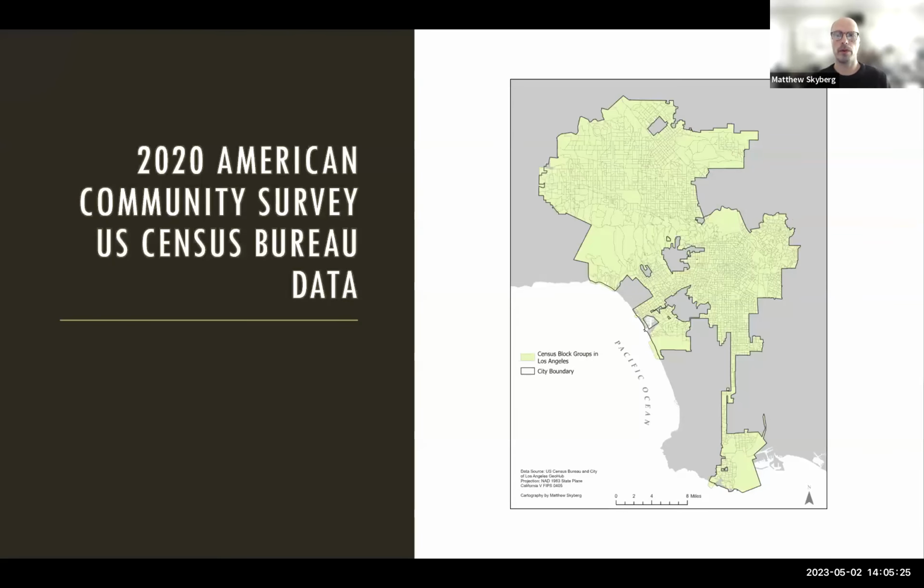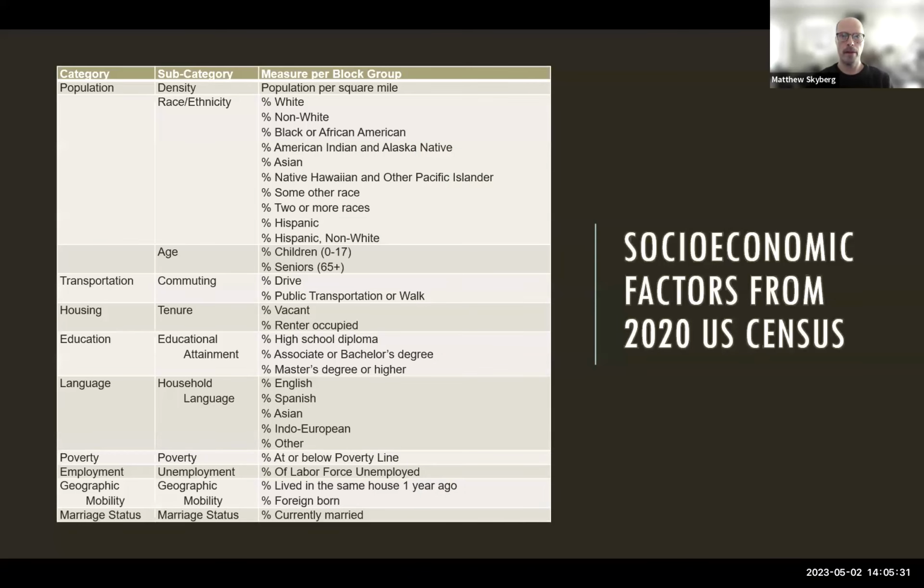So the relevant 2020 census data was added at the census block group level for the entirety of the city of Los Angeles. The census data was included to calculate the following socioeconomic factors. I won't go through all of them, but they include population density, race and ethnicity, vulnerable age groups, means of transportation, education attainment, household language, poverty levels, unemployment, amongst others.